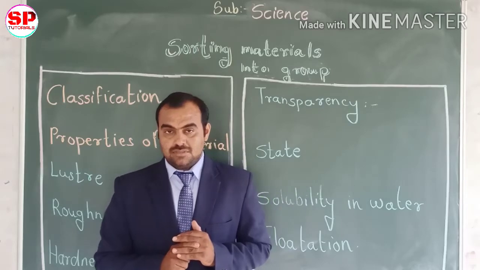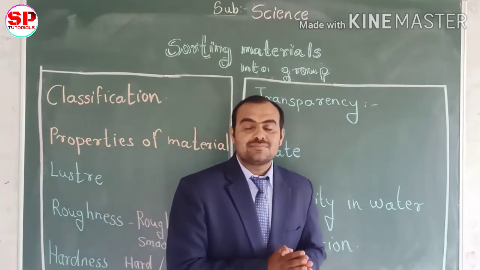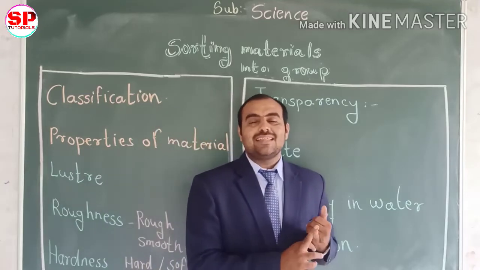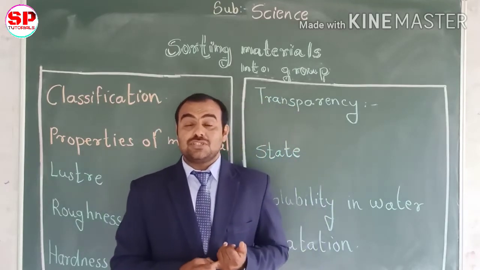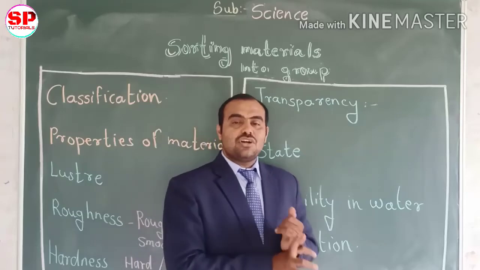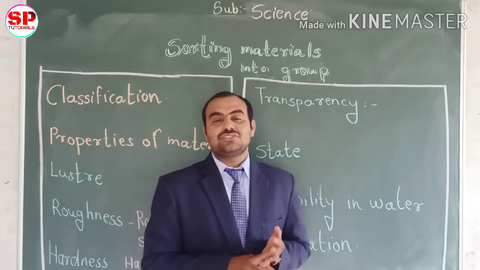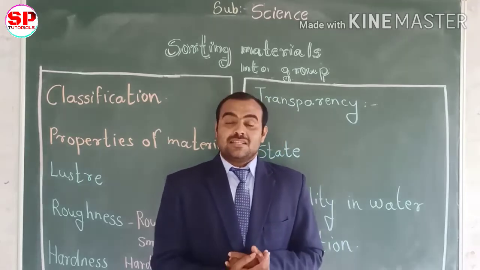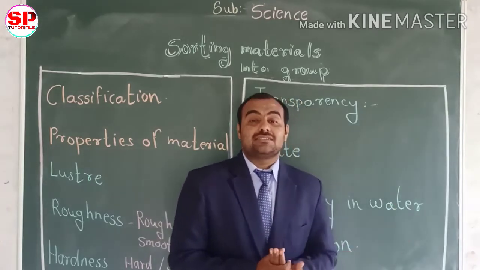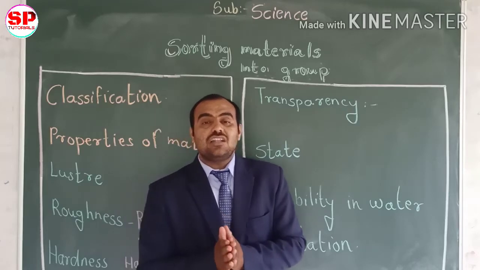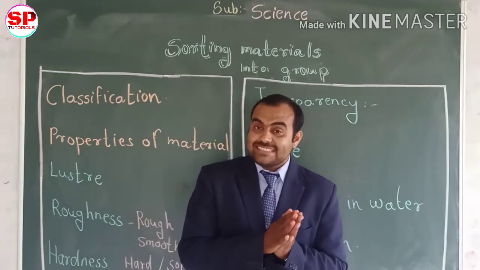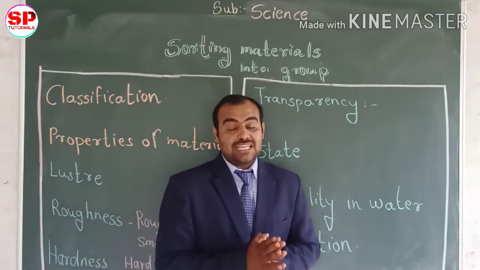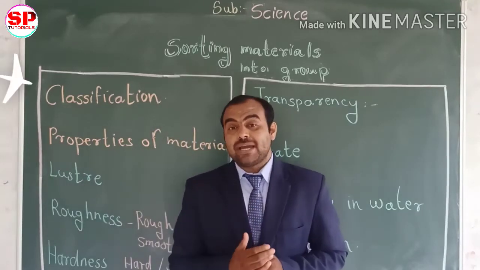What are its examples? Like our surrounding air, in which various gases are included: oxygen, carbon dioxide, hydrogen. All gases are examples of gas. So we have discussed the states of matter, that means the properties of matter.